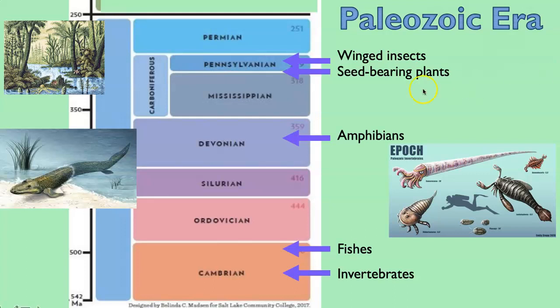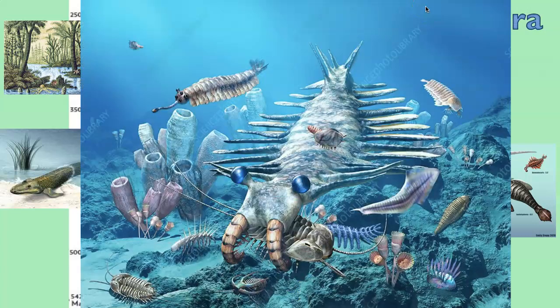Now, insects actually came along in the Silurian down here, but insects that flew were around in Pennsylvania. And some of them had wingspans of 2 meters. This is what it might have looked like in the early Paleozoic if you went diving in the ocean.